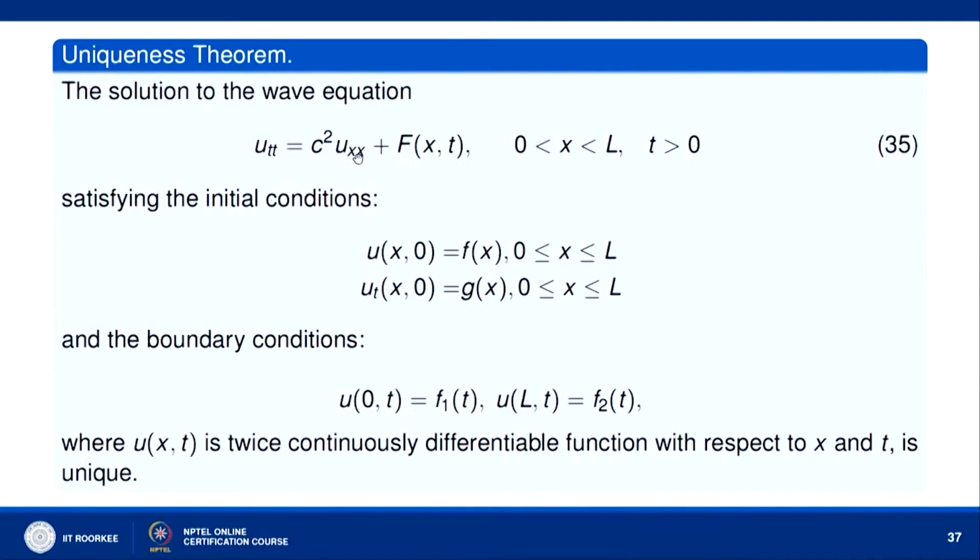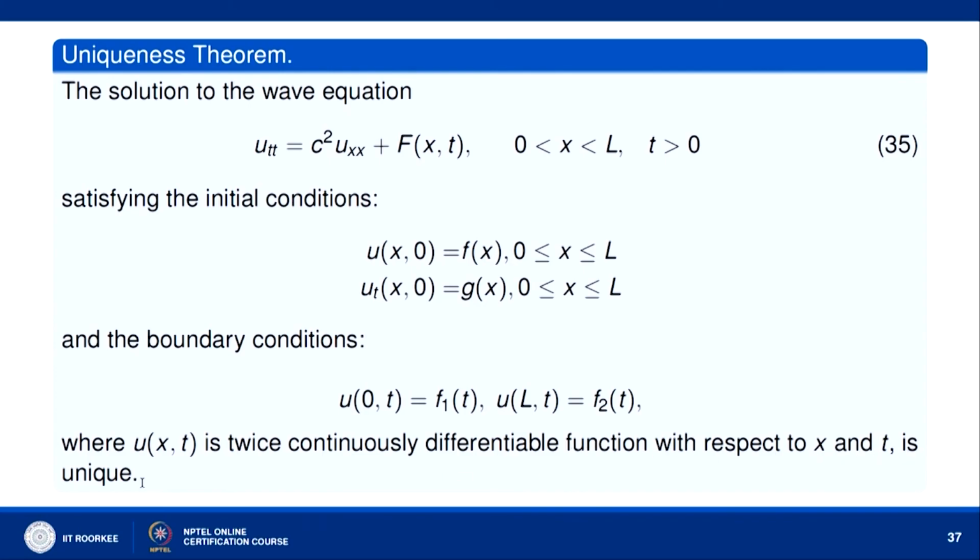The solution to the wave equation u t t equal to c square u x x plus f of x t, where x lies between 0 and L and t is greater than 0, satisfying the initial conditions u x 0 equal to f of x, x lying between 0 to L, u t x 0 equal to g of x, x lying between 0 to L, and the boundary conditions u 0 t equal to f 1 t, u L t equal to f 2 t, where u x t is a twice continuously differentiable function with respect to x and t, is unique.